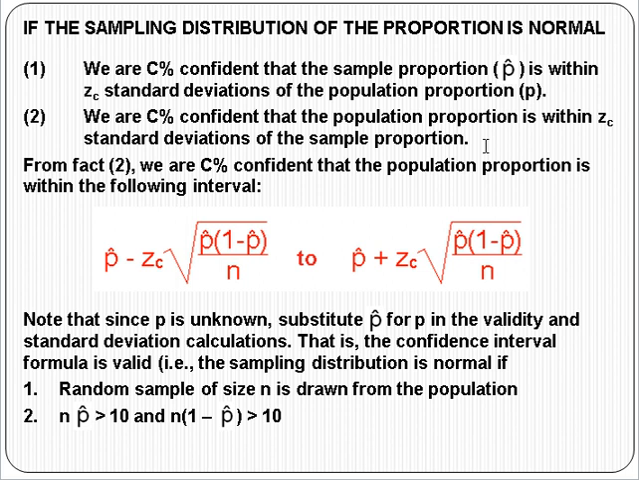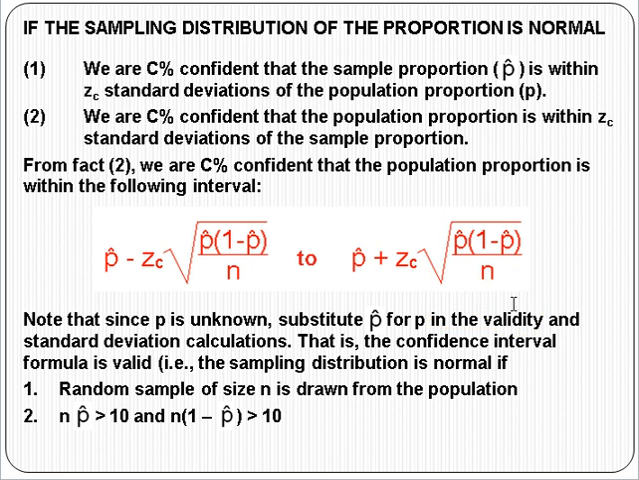This is the key. So from fact 2, we can say that we are C% confident that the population proportion is within this following interval. Start at the sample proportion and go down z sub c standard deviations, to the sample proportion plus that same number of standard deviations.